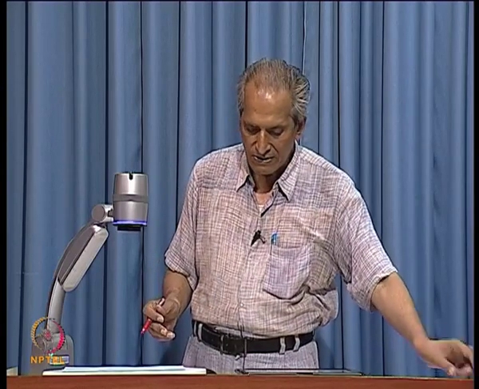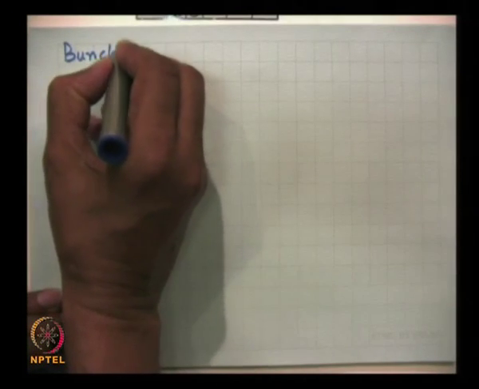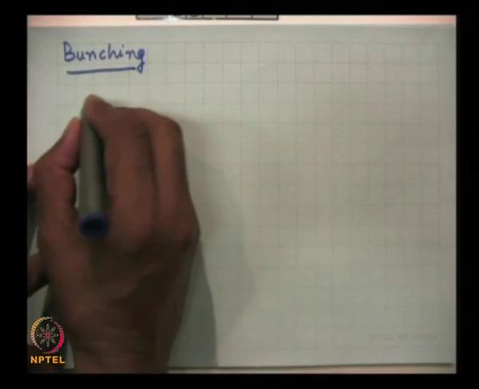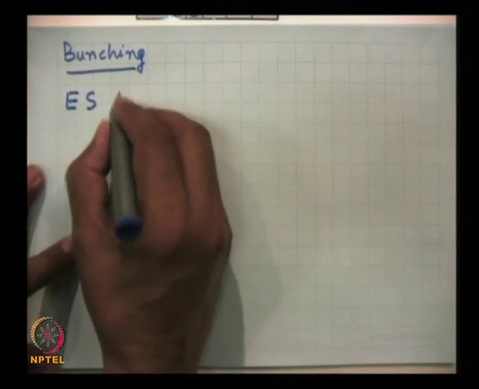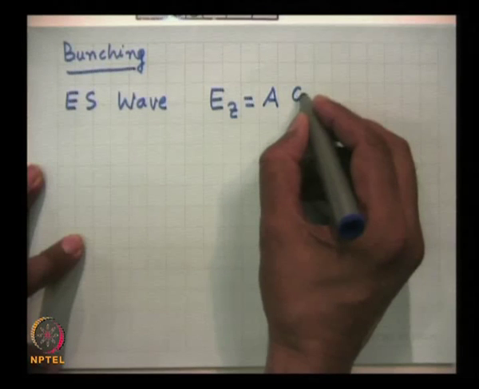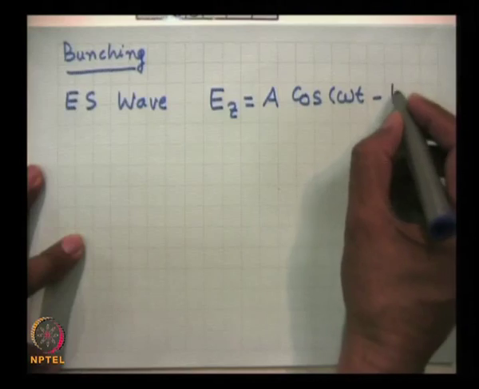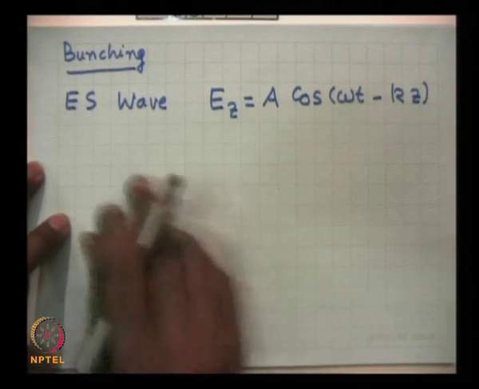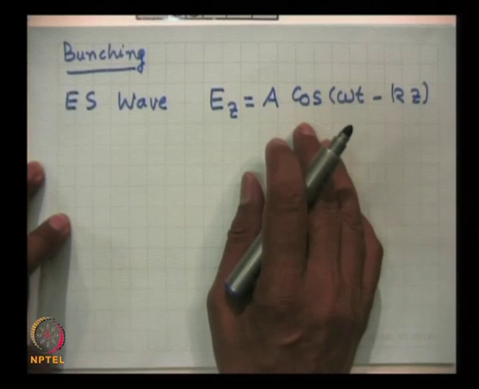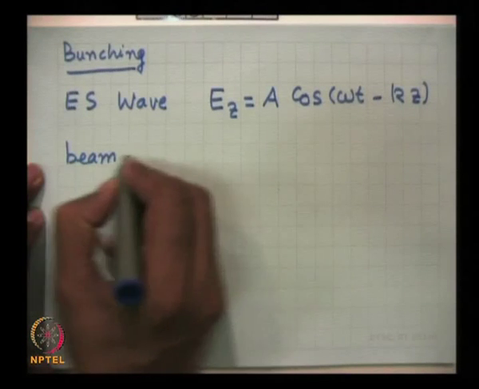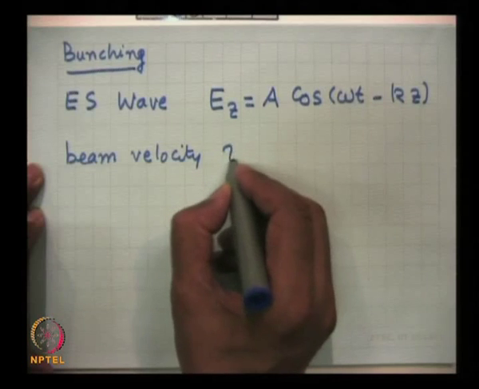So, let me explain this mechanism of electron bunching. I think this is the crux of two stream instability. I am considering an electrostatic wave with electric field Ez with some amplitude A, say cos of omega t minus kz. This wave has a frequency omega and is travelling in the direction of z with phase velocity omega by k. I would like to understand the effect of this wave on an electron beam which is moving with velocity v0b in the z direction.